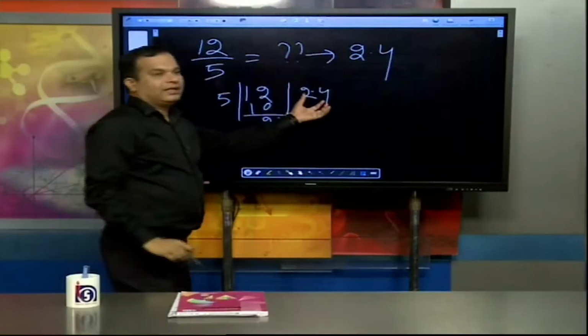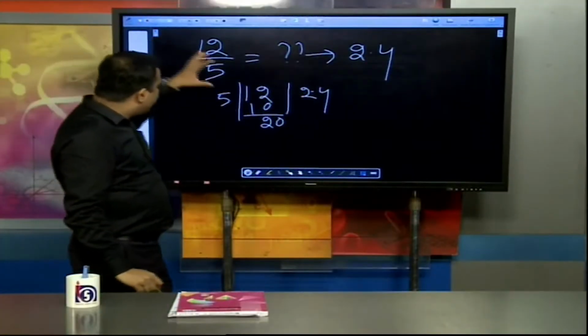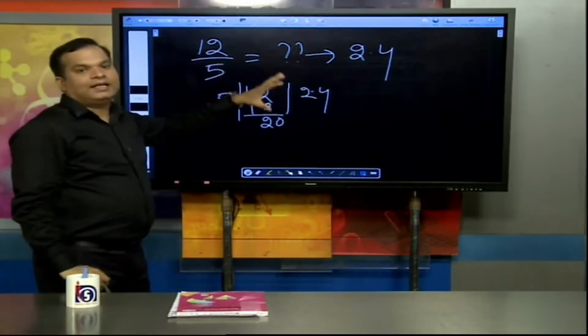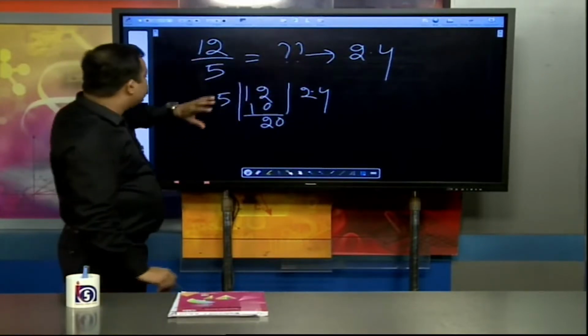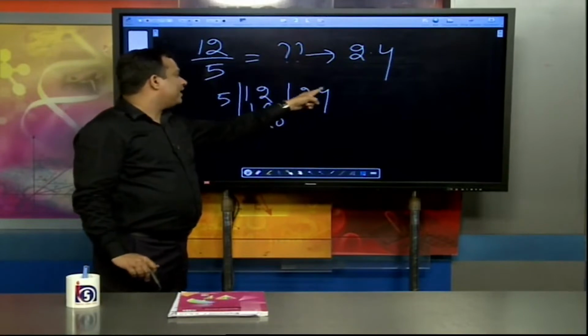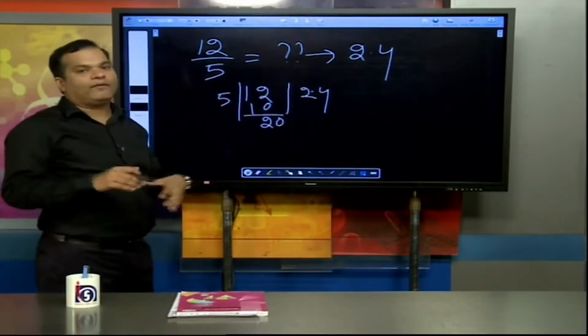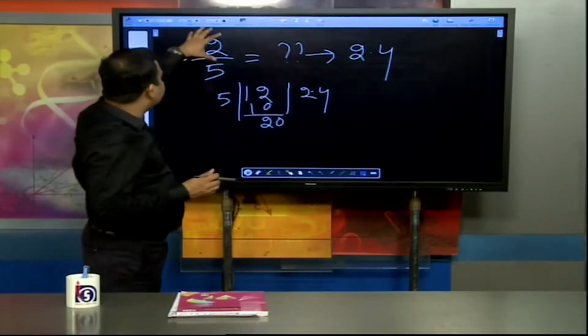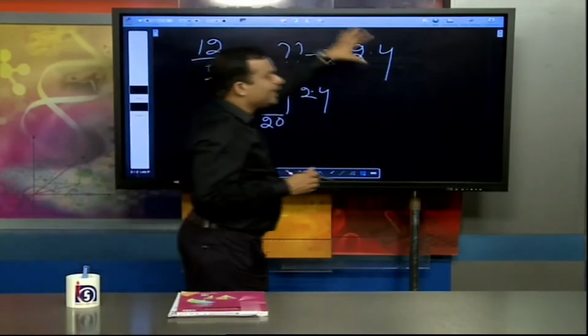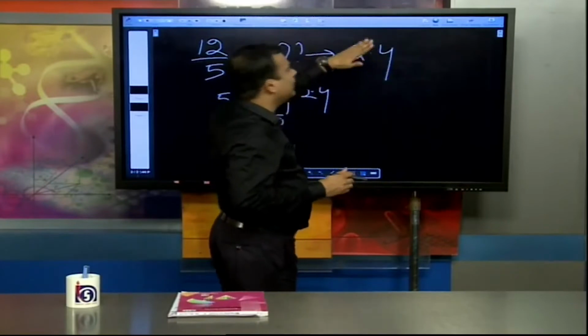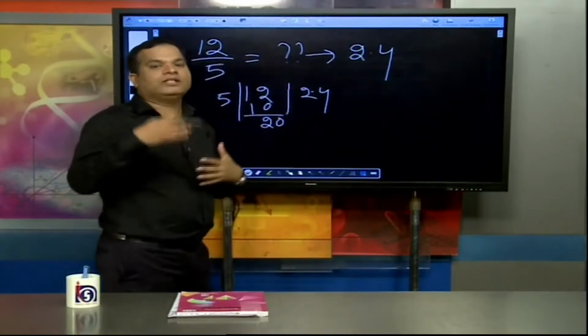That means it is exactly divisible. Okay, that means that is the decimal. After the point I have written 4, 2.4. Okay, so what have we found here? That means when a rational number is terminating, terminated means at one point we have clearly found out its value.